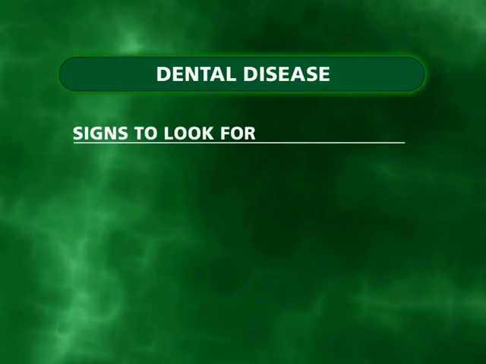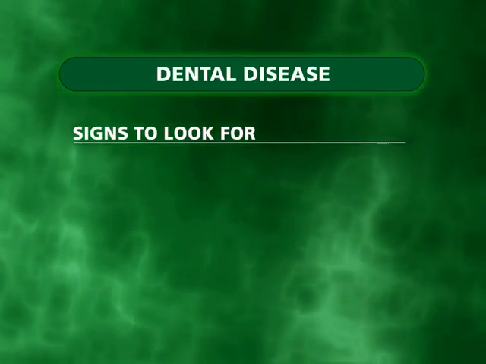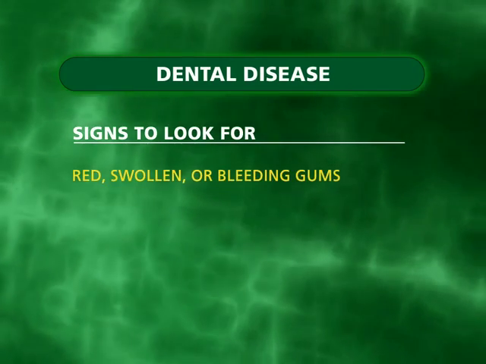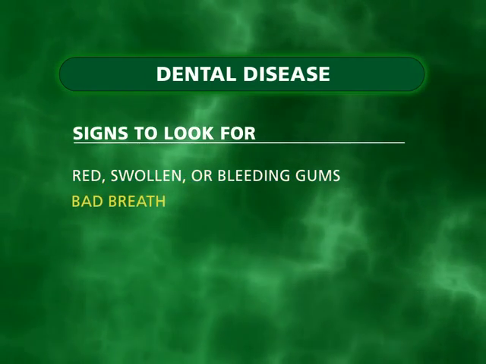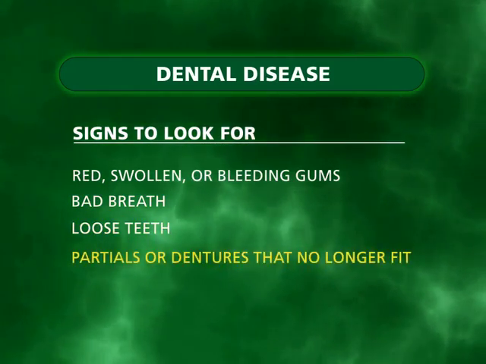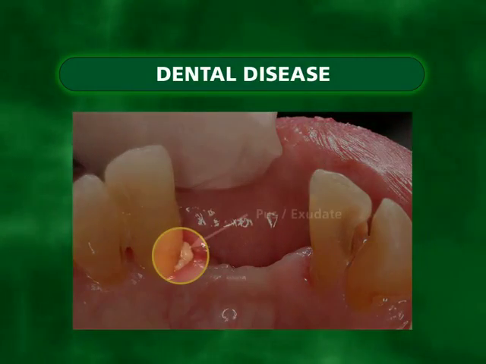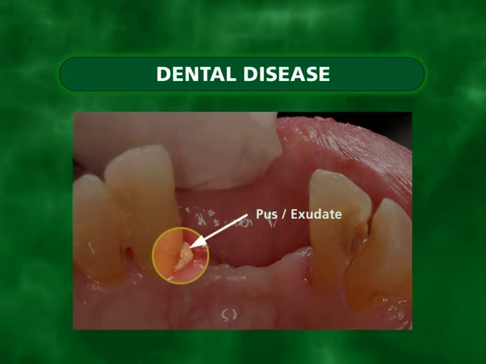The signs of gingivitis and periodontal disease are obvious if you watch for them. Look for red, swollen, or bleeding gums, bad breath, loose teeth, and partials or dentures that do not fit properly. There could also be pus or exudate that is present in the mouth.